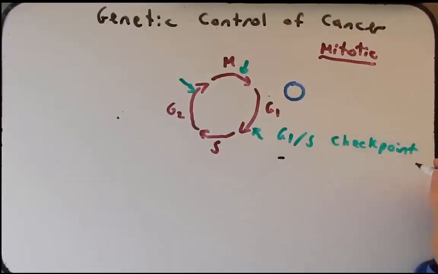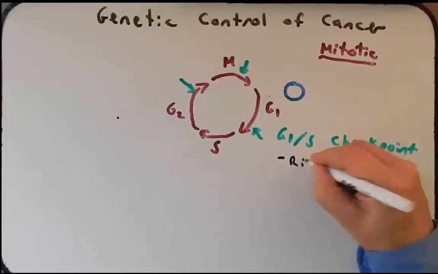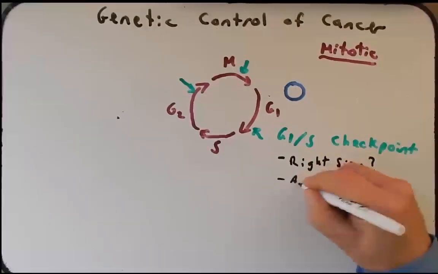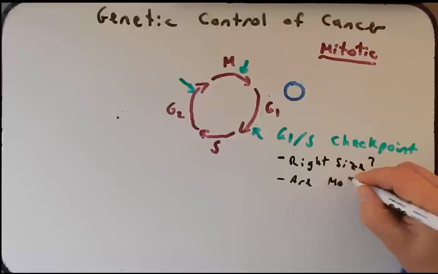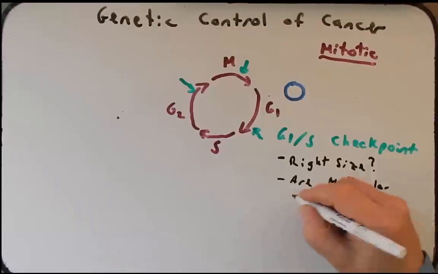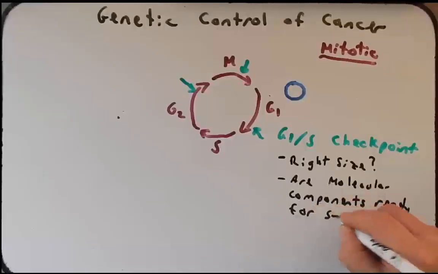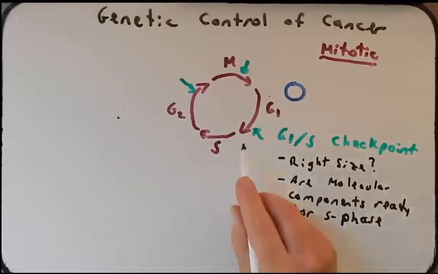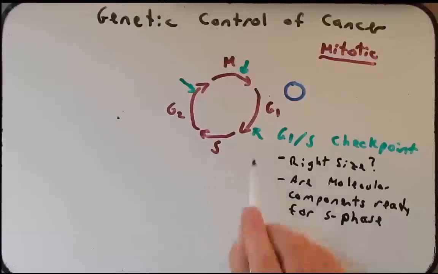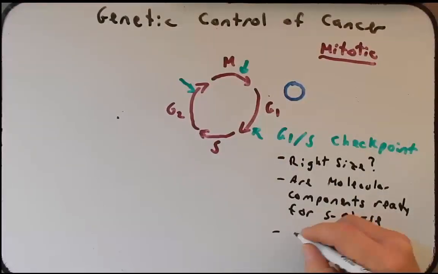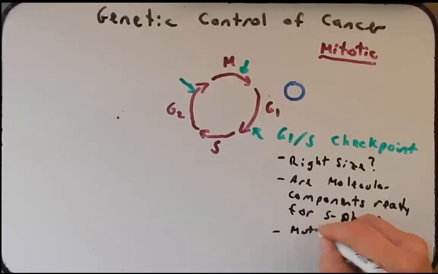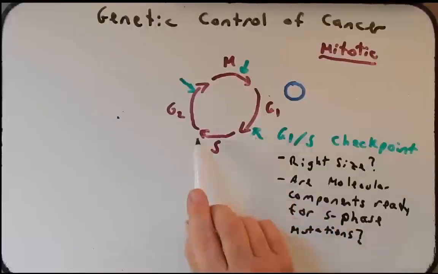It checks for a few things. Is the cell the right size? Are the molecular components ready for S phase, meaning the cell is getting ready to copy the genome? Are the enzymes necessary to copy the genome active here? And it will also check for mutations. If there are no mutations, then it's ready to copy the genome.